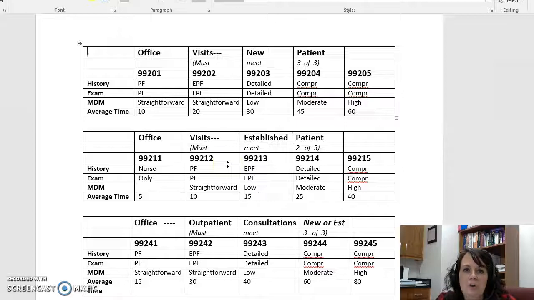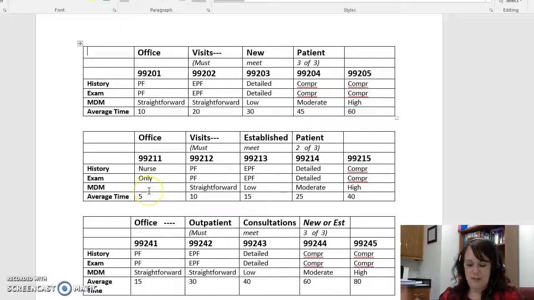We need to code, first of all, and this is important, to the highest specificity. Okay? Every single time we're going to code to the highest specificity. Which means, our codes are kind of hierarchical. I said that earlier in one of the videos, right? 212 is our lowest office visit, and it's a smaller amount dollar-wise. 213 is a little bit bigger. It's a little more expensive. 214 is bigger yet, more expensive yet. And 215, okay, is the biggest that we can have if we're in the office visits for established patients.